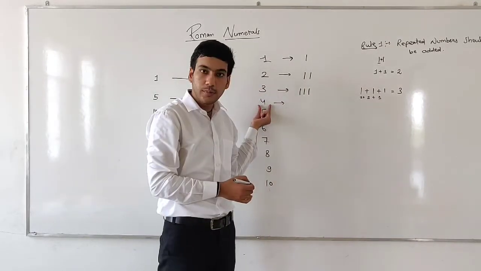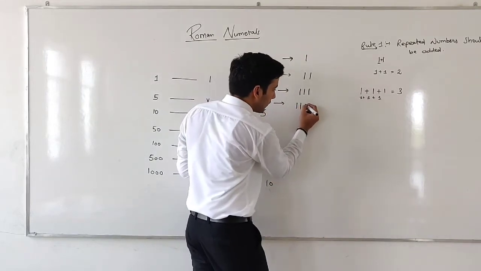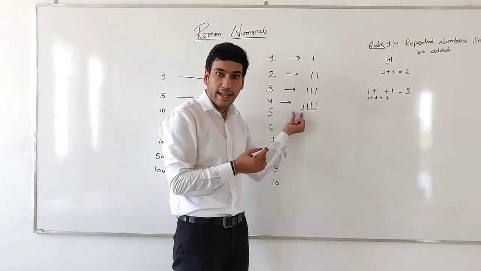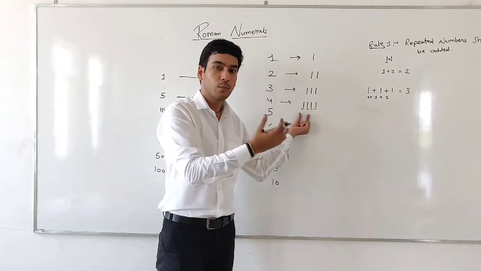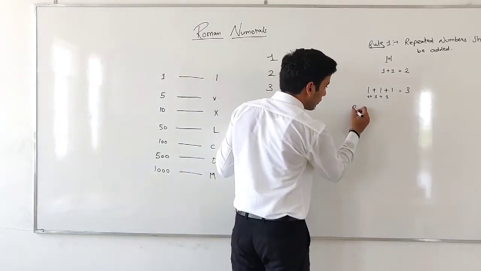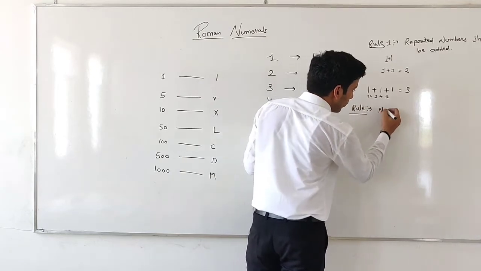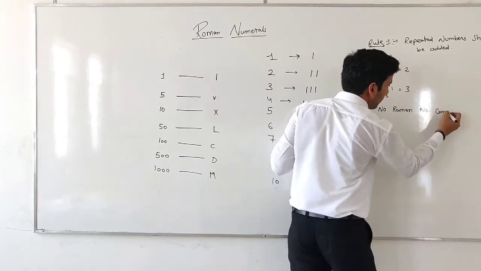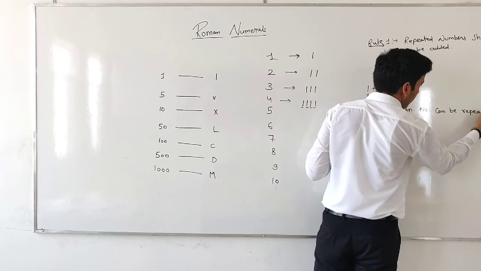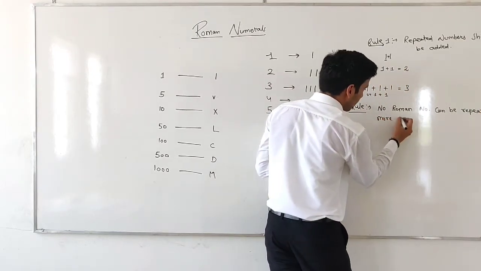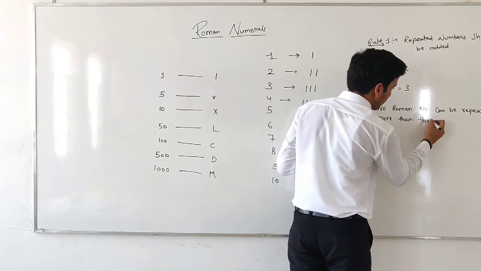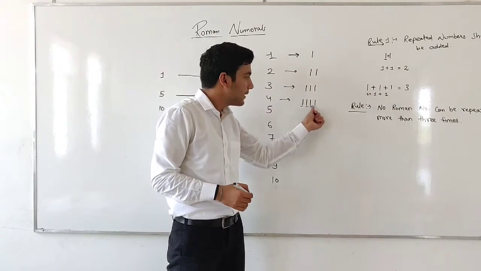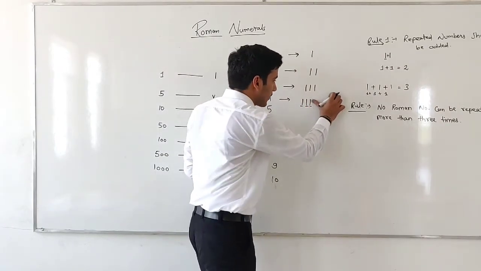Next, what is the Roman symbol for 4? IIII. Is this right? No, this is wrong. There is a rule that no Roman number can be repeated more than 3 times. But here we repeat I 4 times, so this is wrong.